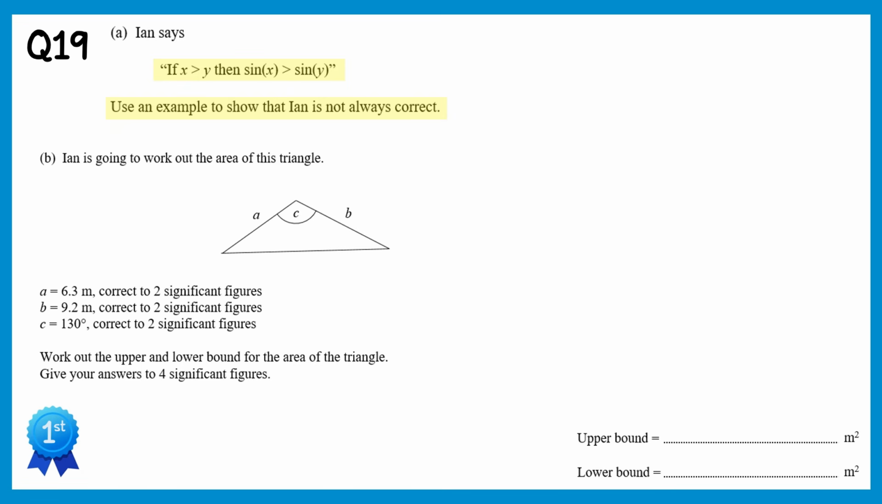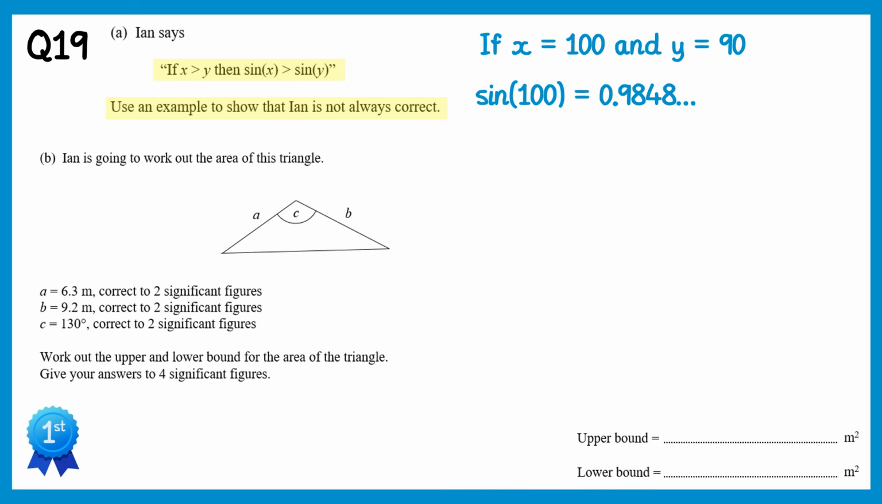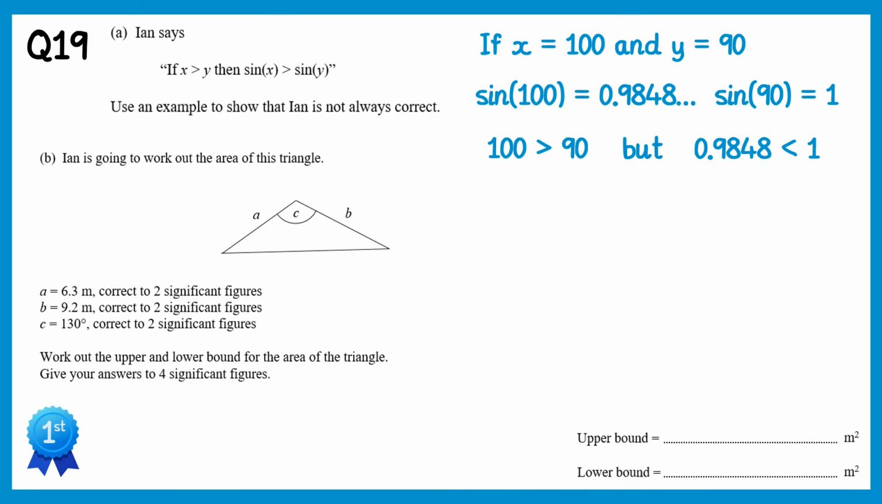So I'm going to pick two numbers, and I'm going to make sure that x is bigger than y. So I'm going to make x equal to 100 and y equal to 90. So if I do sine of x, sine of 100 is this number here, 0.9848. And if I do sine of 90, I actually get 1. So we've picked some numbers where x is bigger than y, 100 is bigger than 90, but when I did sine of x, it's actually smaller than sine of y, since 0.9848 is smaller than 1. So as long as the two numbers you select show something similar to this, you'll be okay.